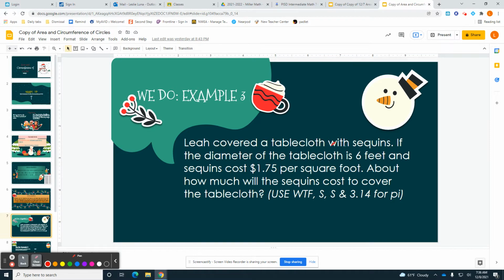Okay, so she is covering, if she covered, this is your keyword, and then you have diameter, so that's another keyword. It's 6 feet, and that sequence costs $1.75 per square foot. That's another keyword. Okay, it says about how much will the sequence cost to cover the tablecloth.